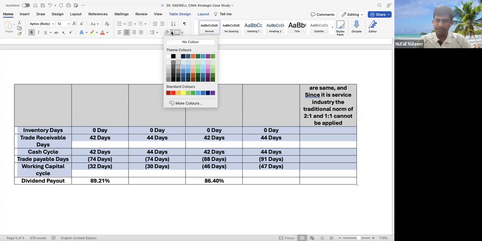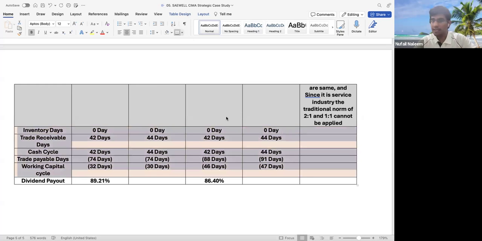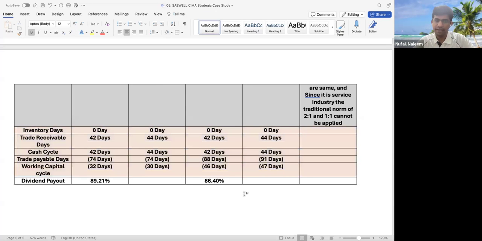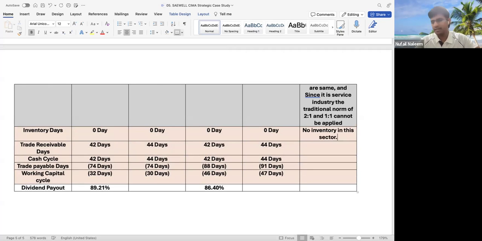Again, service industry, the advantage is, students, you have a lot of cash reserves because you don't have overheads like inventory. Now, see inventory. So I'll write down here: no inventory in this sector. Remember that, students, no inventory in this sector.